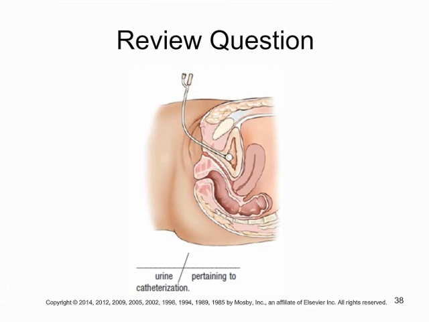Here's an example of what a urinary catheter would look like for a female. As you can see, the tube has been inserted through the urethra and into the bladder so that the fluid from the bladder can then go out through the tube.